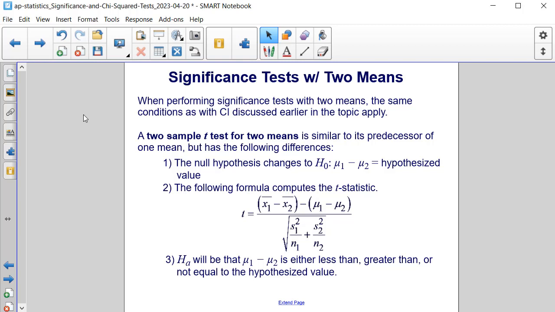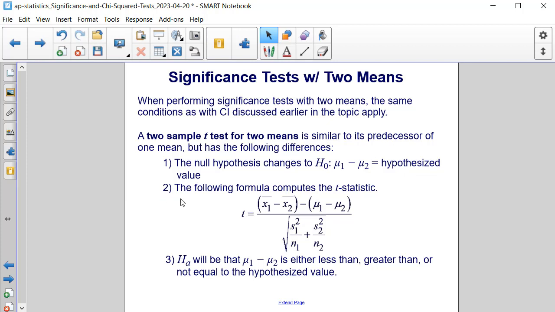Now let's discuss the significance tests with two means. When performing significance tests with two means, the same conditions as with the confidence interval discussed earlier in the topic apply. A two-sample t-test for two means is similar to its predecessor of one mean, but it has the following differences. First, the null hypothesis changes. H sub 0, our null hypothesis, is that the mean for set 1 minus the mean for set 2 is equal to a hypothesized value. In other words, it doesn't always have to be equal to 0, as we've seen before.